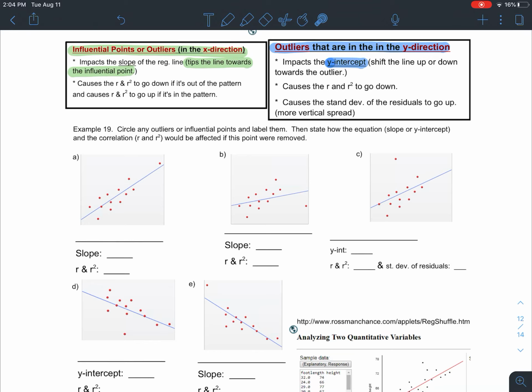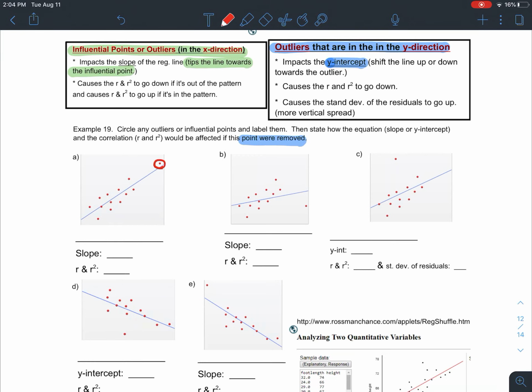So we're just going to look at a few of these examples at the bottom. We won't do all of these. What we're asked to do here in this example is circle any outliers or influential points, and identify the point we circled. Is it both an outlier and an influential point, or is it just one of those two things? And then we want to state how the equation, either the slope or the y-intercept, as well as the correlation, r and r-squared, would be affected if we were to remove that point, okay?